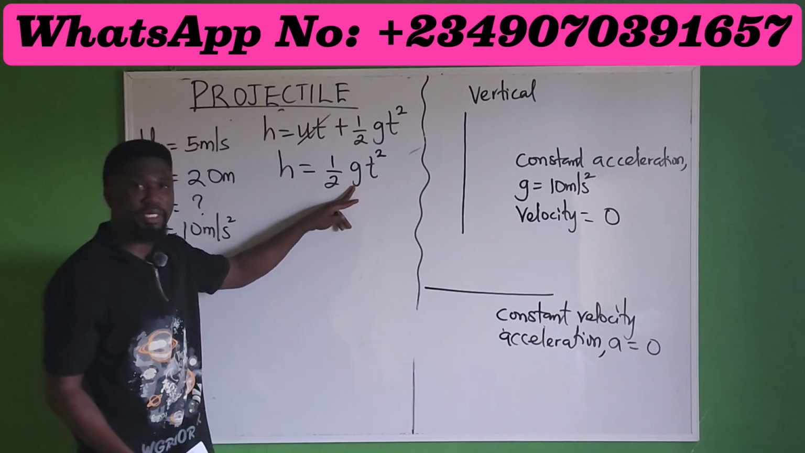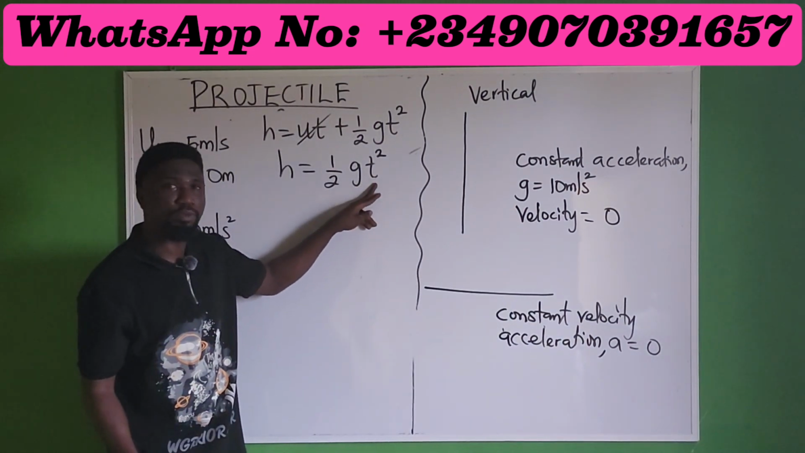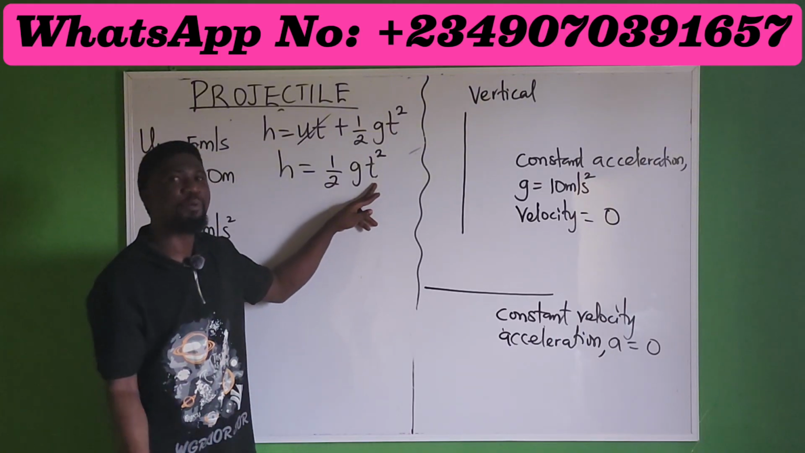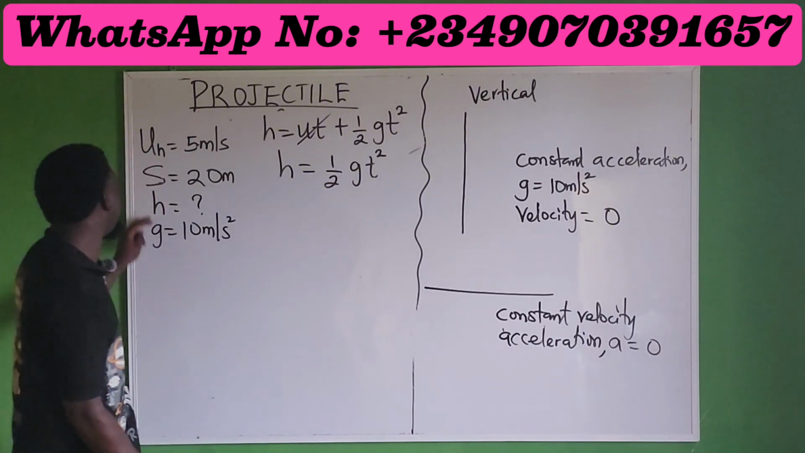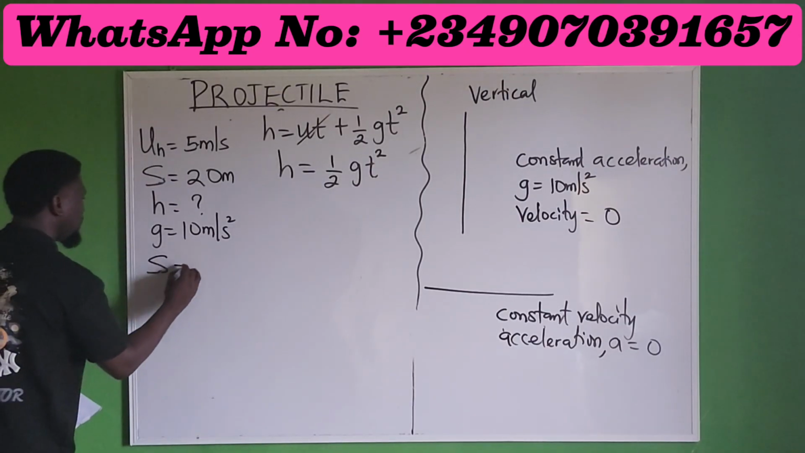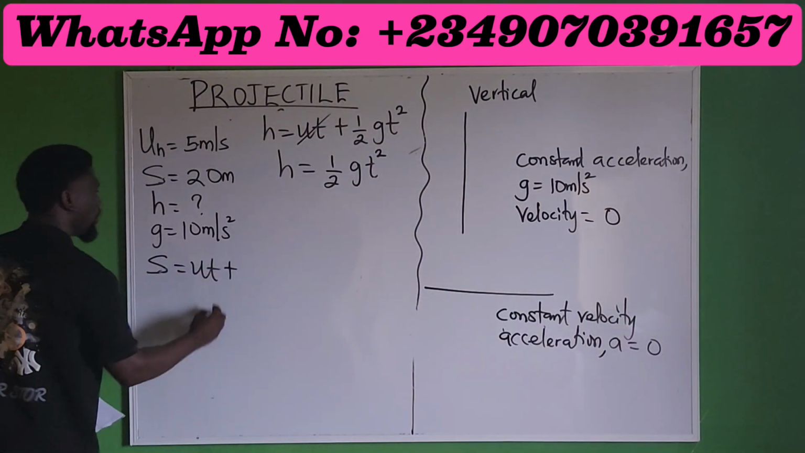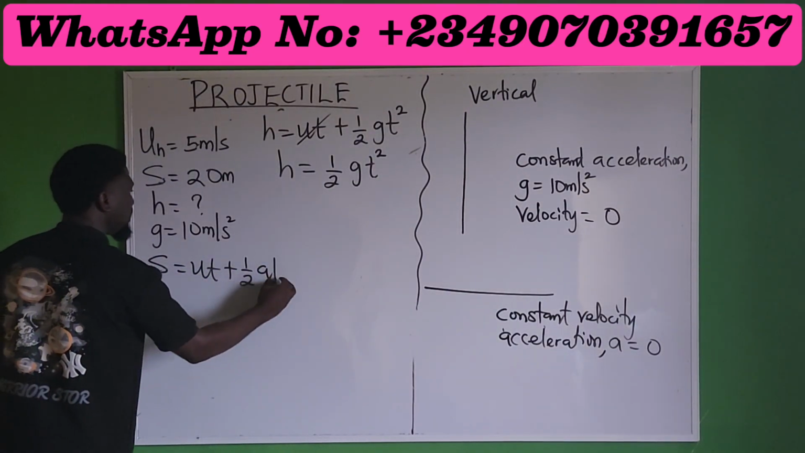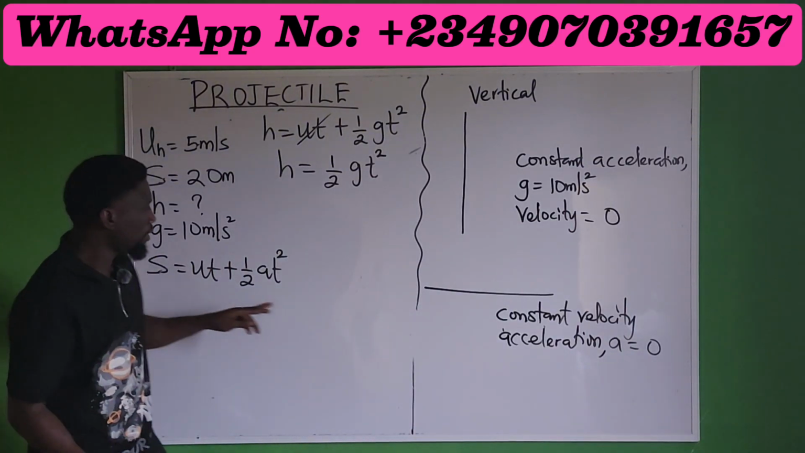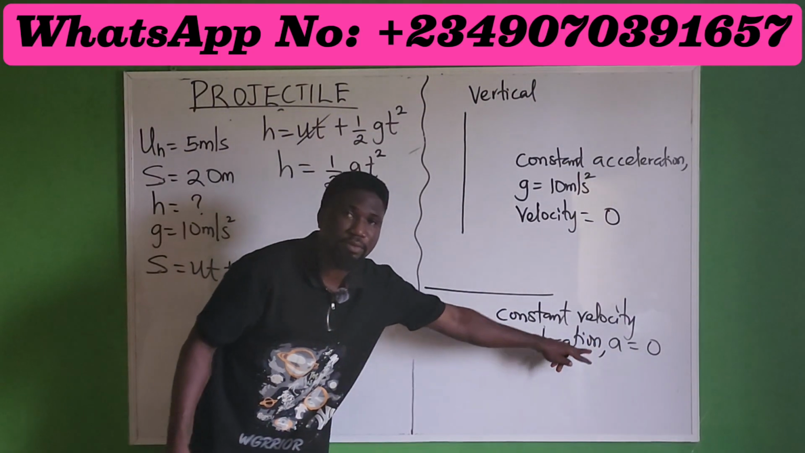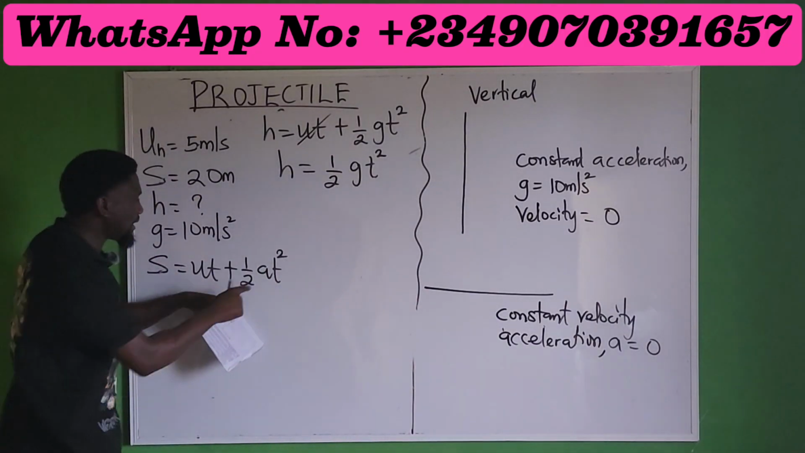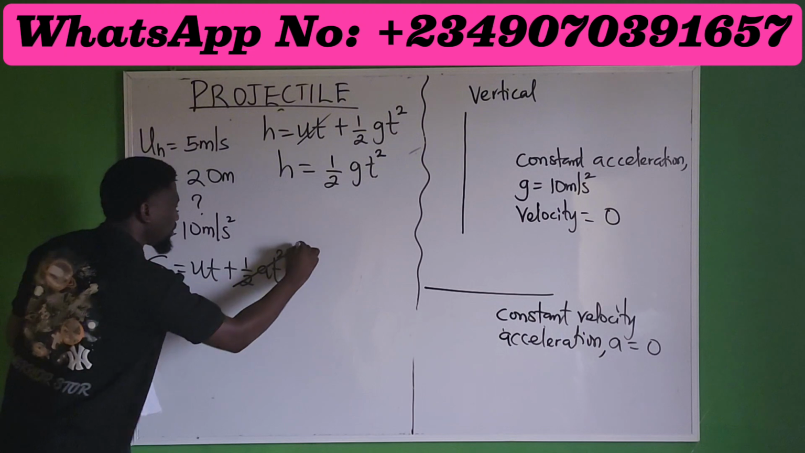So g is 10. Do we have the value for t known? No. We are not given t. So since we are not given t, how can we get t? We can get t from s, from the horizontal motion. And we have that s is equal to ut plus half at squared. For the horizontal motion, a is 0. So half times a times t is going to be cancelled since a is 0. So here is cancelled.